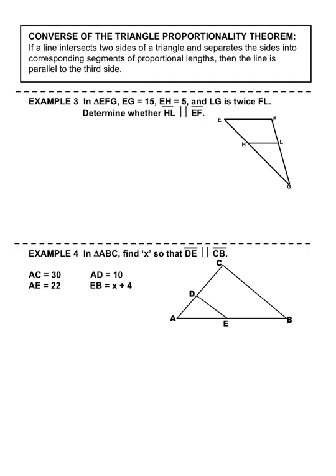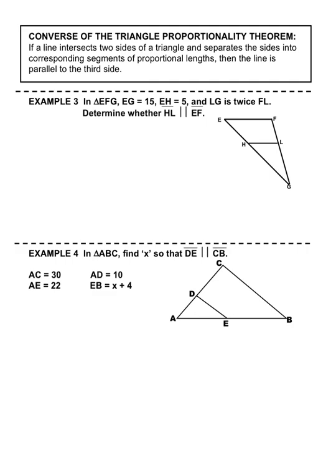So this time, if you can find that the corresponding segments are proportional, then you know that that line is going to be parallel to the third side.